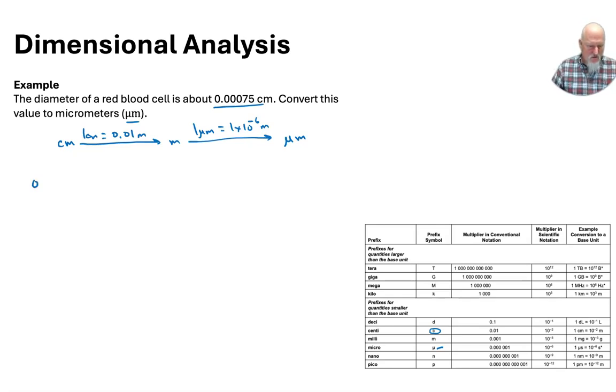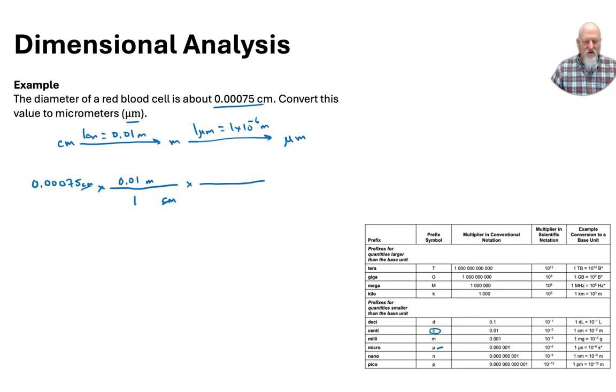So 0.00075 centimeters. I'll do this in the fraction method. Doesn't matter. So now I need centimeters canceled. That means centimeters goes down here. The conversion I have with centimeters in it is right here. 1 centimeter is 0.01 meters. The centimeters cancel. My units are now meters.